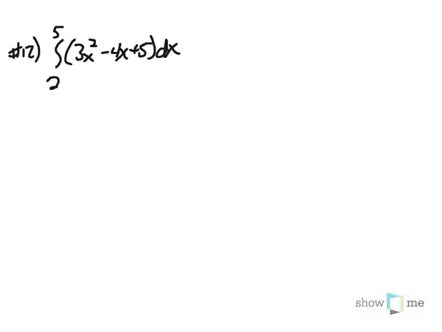Number 12 here, we need to integrate this and evaluate it from 2 to 5. So integrating this, we're going to end up with x cubed. You add 1 to the exponent, 2 plus 1 is 3. Multiply by its reciprocal. The reciprocal of 3 is 1/3. 1/3 times 3 is 1. And then minus 2x squared, because if you add 1 to the exponent of 1, you get 2. Reciprocal of 2 is a half. Half times 4 is 2.